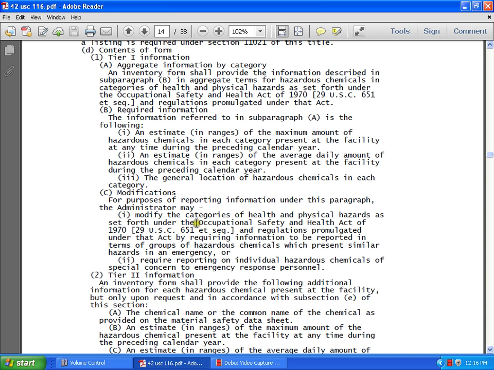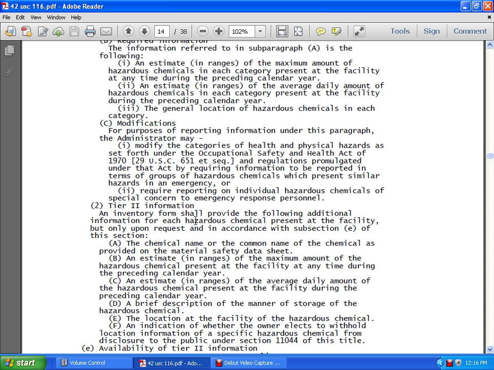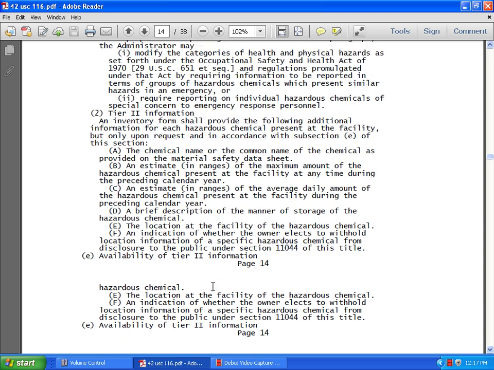(2) Tier II information. An inventory form shall also provide the following additional information for each hazardous chemical present at the facility, but shall provide this information only upon request in accordance with subsection (e) of this section: (A) the chemical name or the common name of the chemical as provided on the material safety data sheet; (B) an estimate, in ranges, of the maximum amount of the hazardous chemical present at the facility at any time during the preceding calendar year; and an estimate, in ranges, of the average daily amount of the hazardous chemical present at the facility during the preceding calendar year; (C) a brief description of the manner of storage of the hazardous chemical; (D) the location at the facility of the hazardous chemical; (E) an indication of whether the owner elects to withhold location information on a specific hazardous chemical from disclosure to the public under section 11044 of this title.